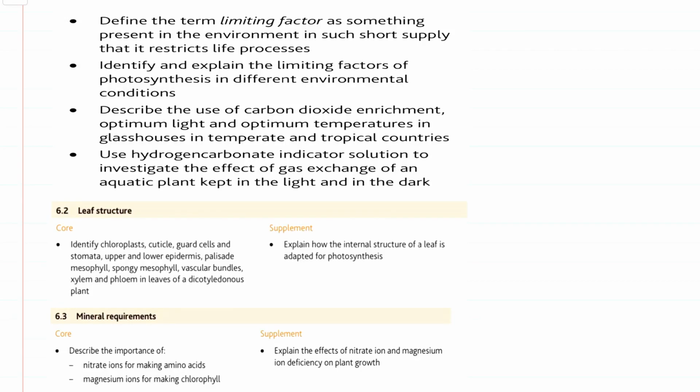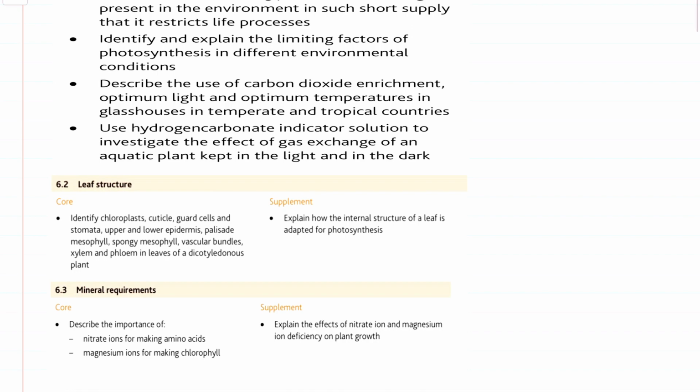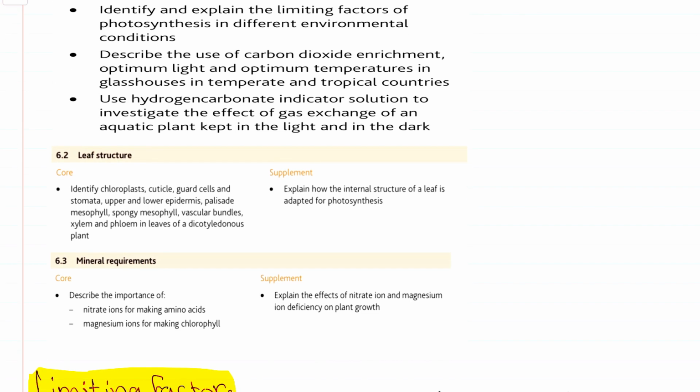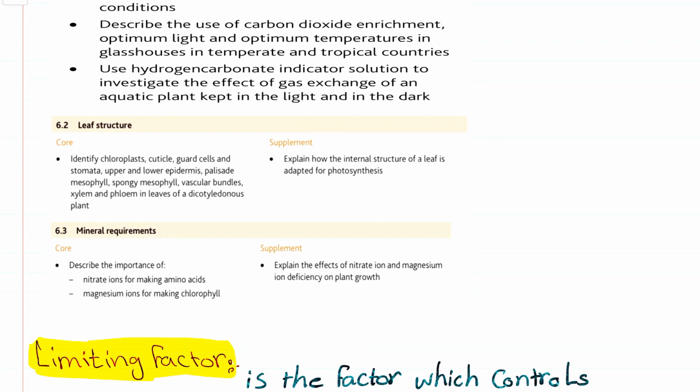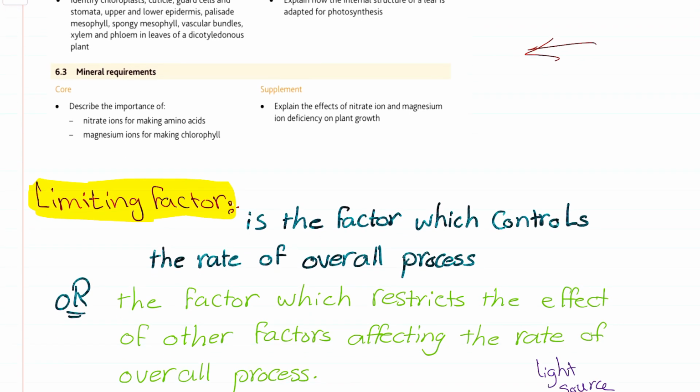Welcome to Easy Bio. Today we are going to complete plant nutrition. The points needed are the limiting factor and how it changes according to the change in the environment, and the enrichment of the different factors in the greenhouse system, leaf structure and mineral requirements for the plants.